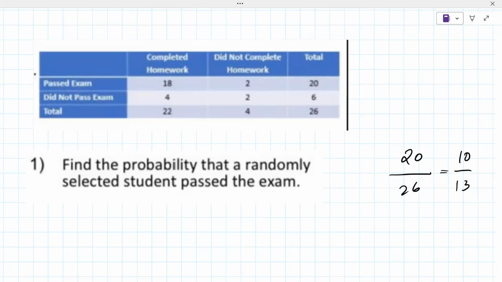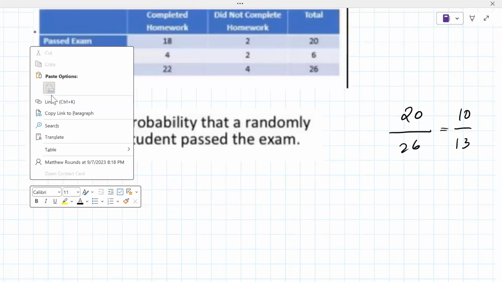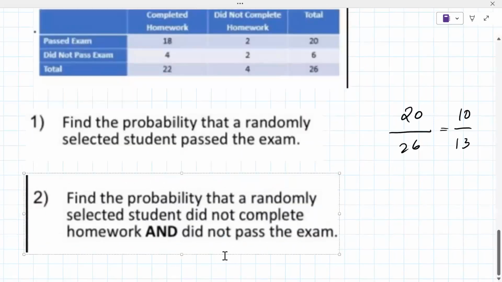All right. Now, for number two, there's an "and" here. So I'll keep that table up. I think we can do this here. There's not a lot of work. You just read it and write the numbers down. There's not a lot of partial credit here, so keep that in mind.